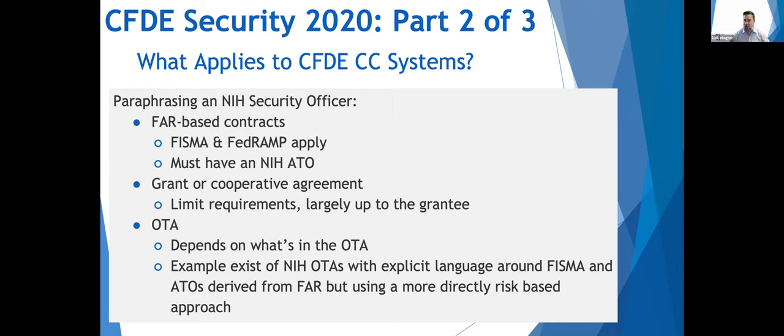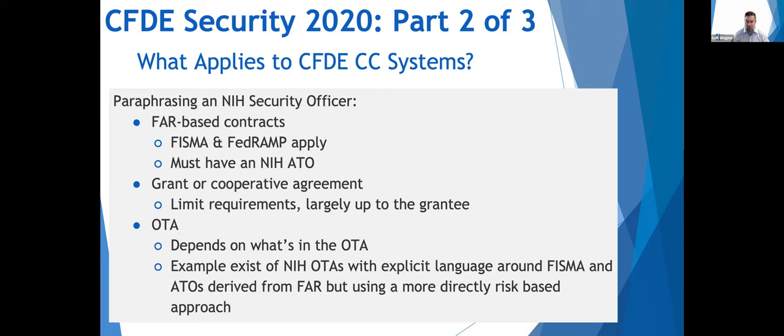Because if that's in the contract, we can go to the program officer and say, you've got to fund us to meet the contract. And, you know, he gave me some basic guidance. Look, if it's a FAR-based contract, especially to provide systems to the federal government, it's going to be FISMA and FedRAMP, and the NIH and the various institutes have processes to provide ATOs.